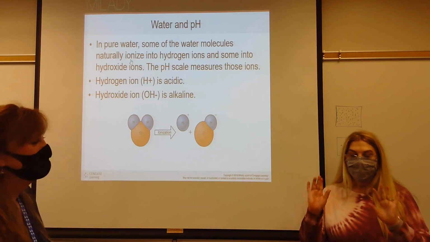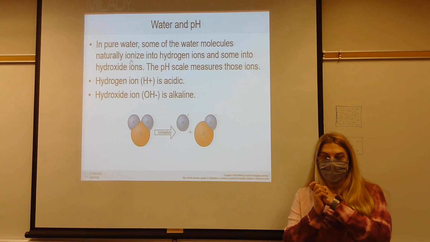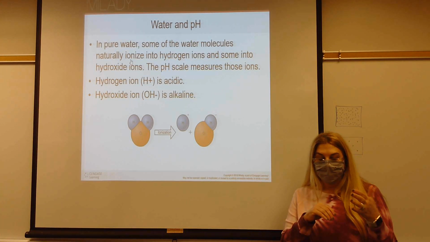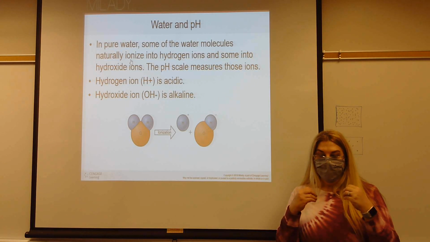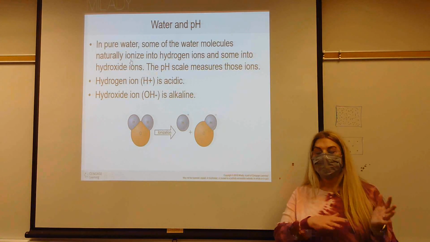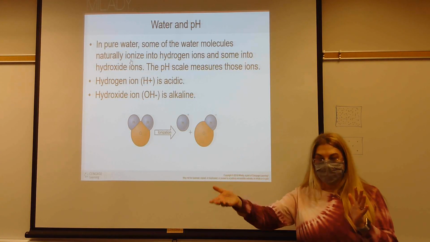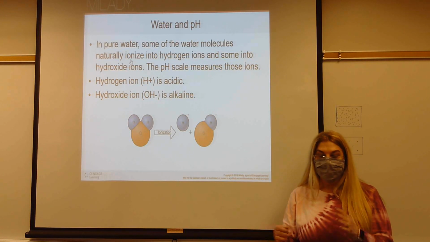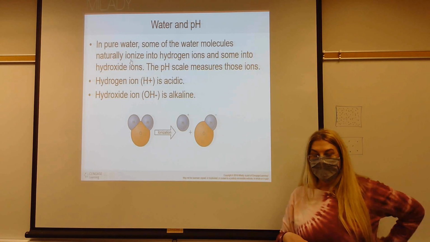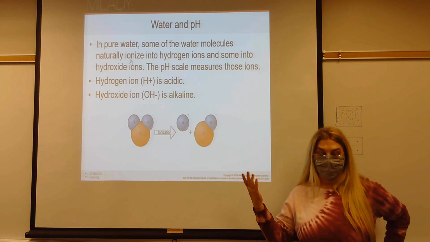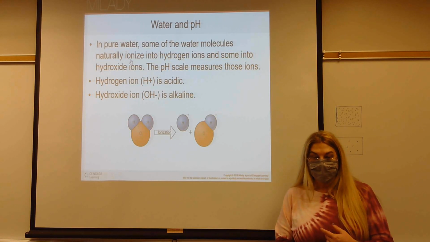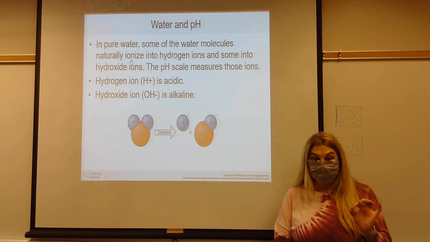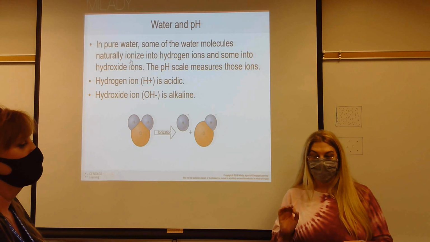So now you have your water and pH. In pure water, some of the water molecules naturally ionize into hydrogen ions and hydroxide ions. So the pH scale measures these ions. Your hydrogen ion is acidic. Your hydroxide ion is alkaline.